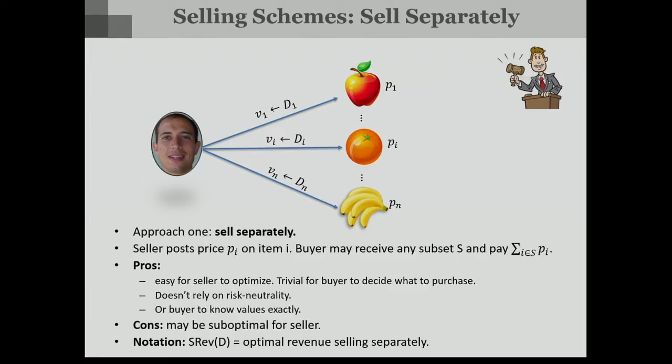Okay, and of course the drawback is that restricting yourself to using a scheme like this might be suboptimal for the seller. And the last thing I'm going to say before moving on is I'm going to use the same notation as the previous talk, and I'll use SRev to denote the optimal revenue that the seller can obtain by using a scheme like this.